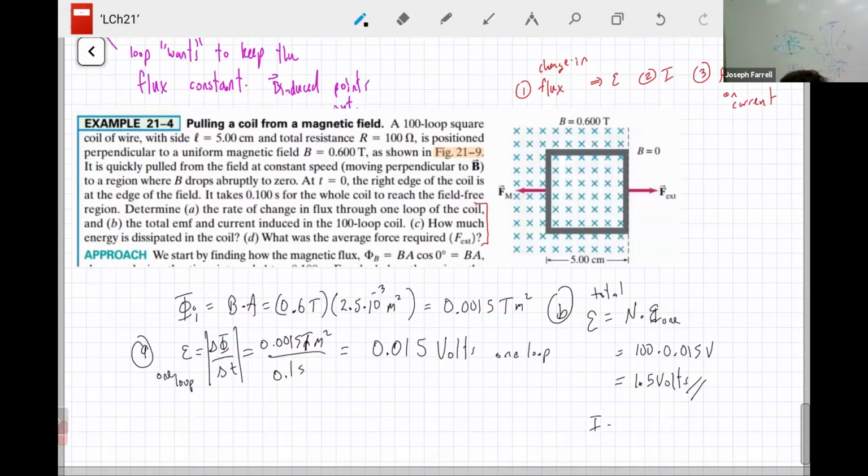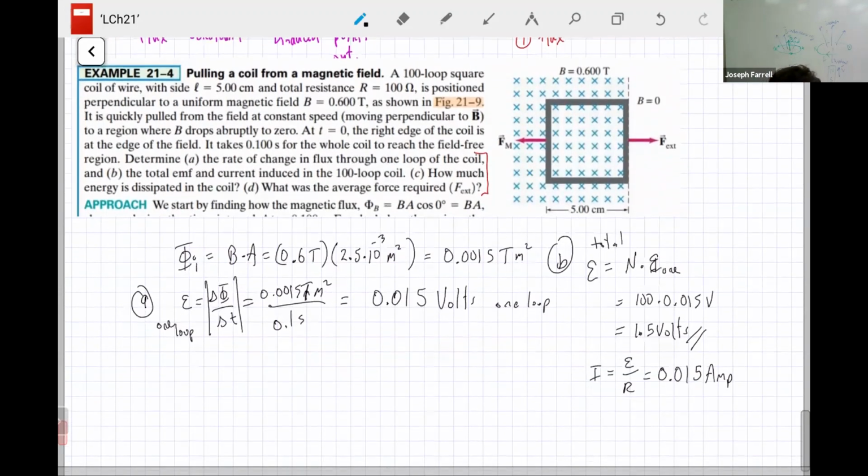What's the current? It's the EMF over the resistance. So we're dividing 1.5 volts by 100 ohms, which gives 0.015, and those are amps. So we have 15 milliamps. So that's B.